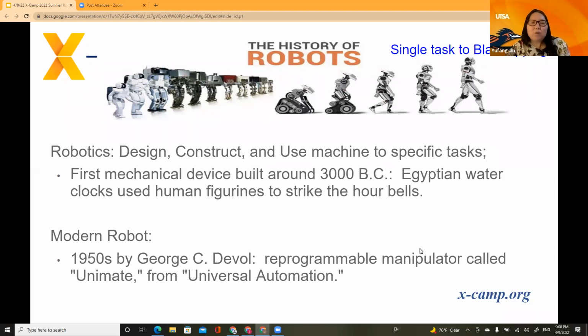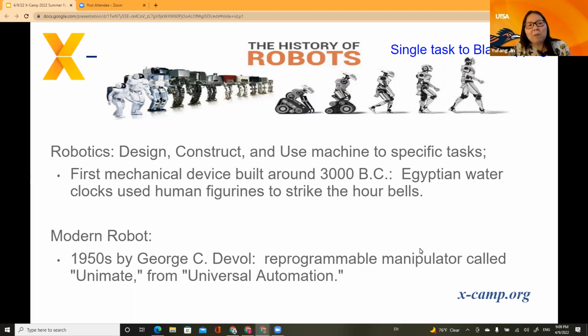But let's go back to the history of robots. A robot is defined as a designed, constructed, and used machine for specific tasks. The first robot was built 5,000 years ago in Egypt, where they used human figurines to strike the hour bells for time measuring. We have the Egyptian water clocks, which are the first clocks in human history.